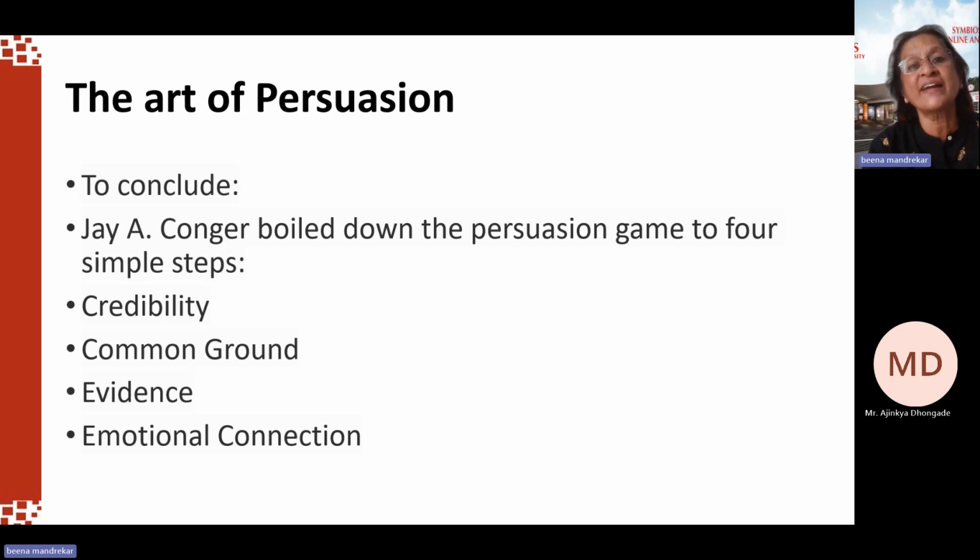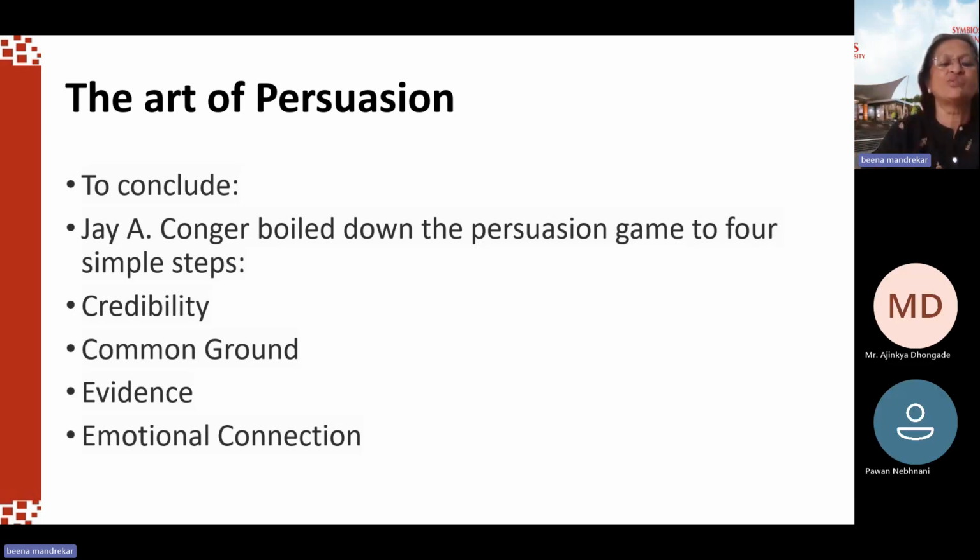Evidence: hard facts, statistics, numbers, figures, and with emotional language. And then emotional connection is your own narrative, your own anecdotes, and your personality has to be invested in what you are selling so that they are convinced. These are the four simple rules you have to use when you are persuading. Now, remember, you are doing your undergraduation, you will complete it, you will get a job, and somewhere in the job, you'll have to persuade someone, so make use of these four points. All right.